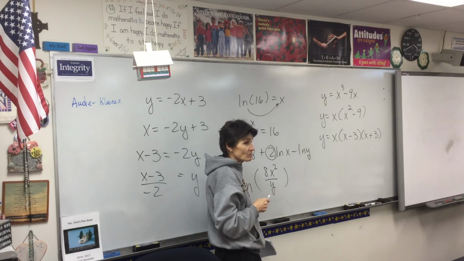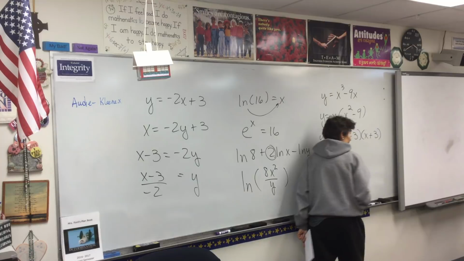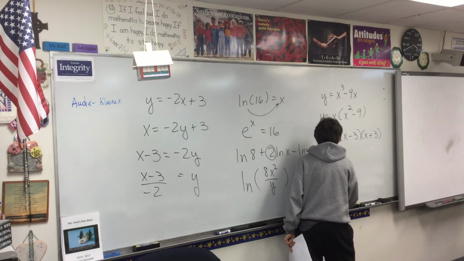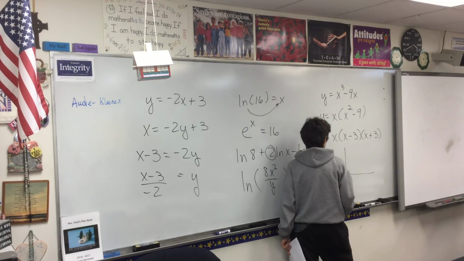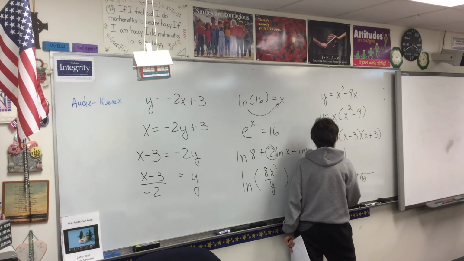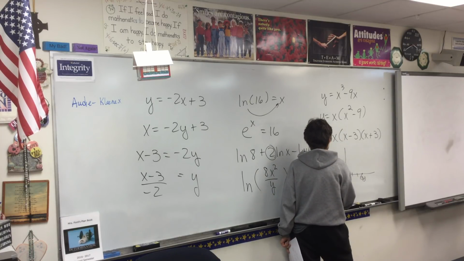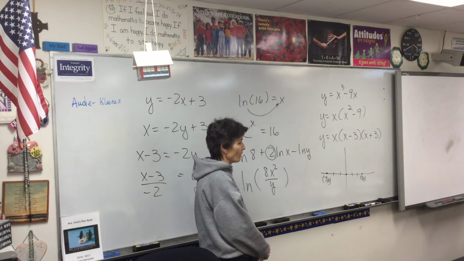Is this one going to have any bounce off points? No, because none of these are squared. Where do the dots go? These are called the x-intercepts. Where do they go? 0, positive 3, and negative 3. Remember, when there's a plain x, the dot is at 0.